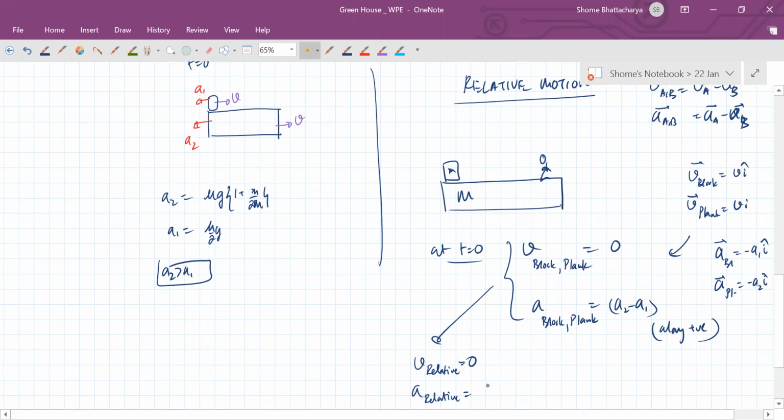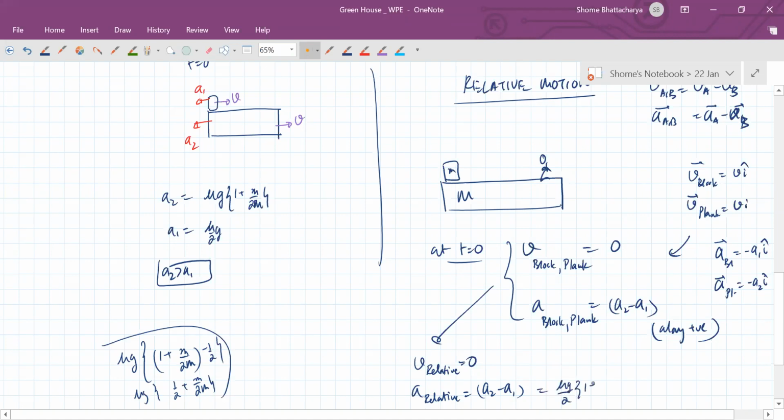will become like this, A2 minus A1, which further you can see is mu G, if you take common, 1 plus M by 2M minus half. So that becomes half plus M by 2M. So this calculation becomes mu G by 2 into 1 plus M by M. And this is in this direction, the positive direction.